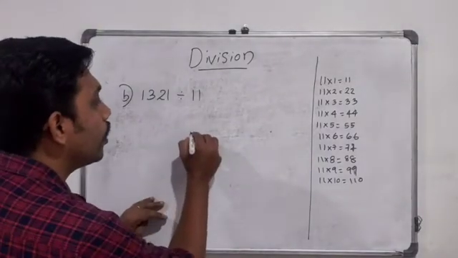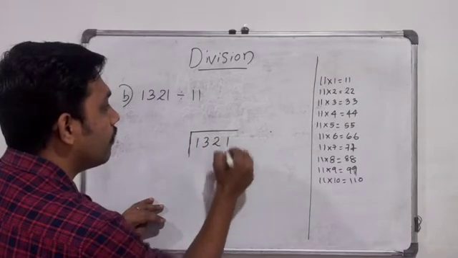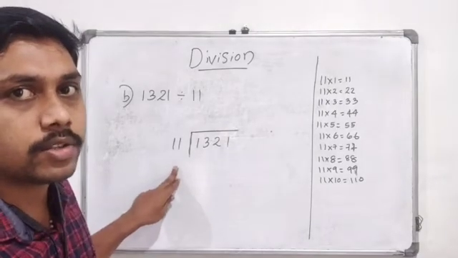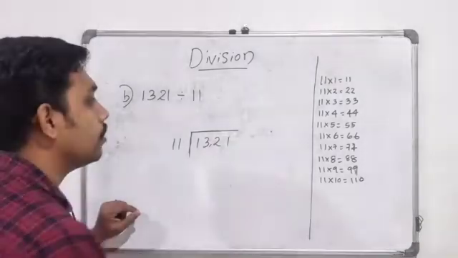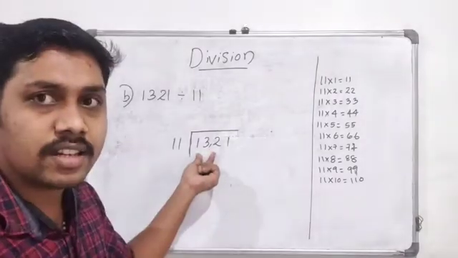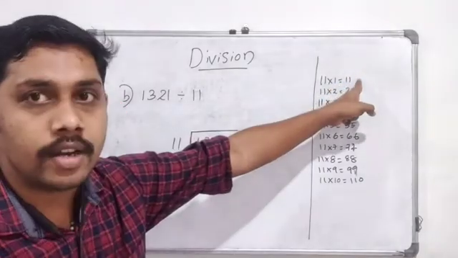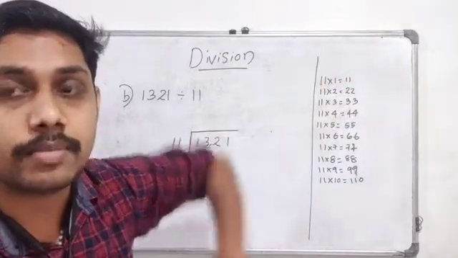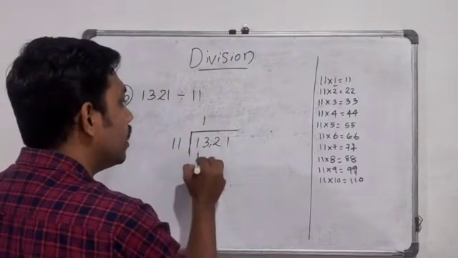So now we are going to divide 1321 by 11. 11 is a 2-digit number, so in the dividend we have to take 2 digits, so we are going to take 13. We need the multiple of 11 which is less than or equal to 13. 11 into 1 is equal to 11, 11 into 2 is equal to 22. So we need to take the first multiple of 11. Here we have 1 time, that means 1 11 is 11.